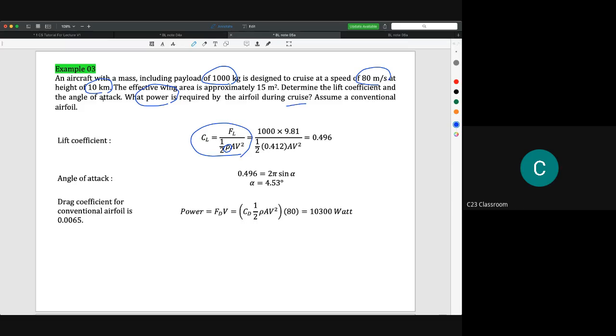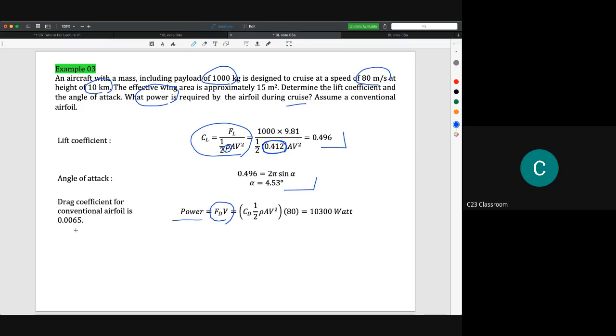If you have textbooks, you may have at the back a table to show the value of density of air, standard atmospheric air, according to the height. It might go up to around 18,000 meters, I think. Okay, so it means that at around 10 kilometers, the density is reduced to 0.412. So you need to use this value, then you get the lift coefficient. You substitute with the equation and you get the alpha 4.53. And then to calculate the power, it is drag force times the velocity.